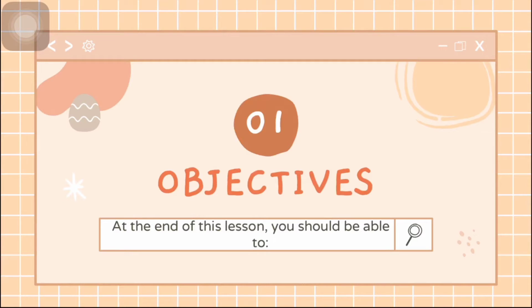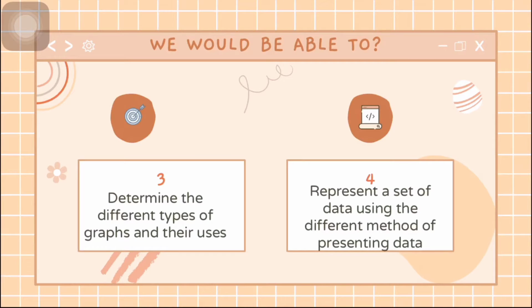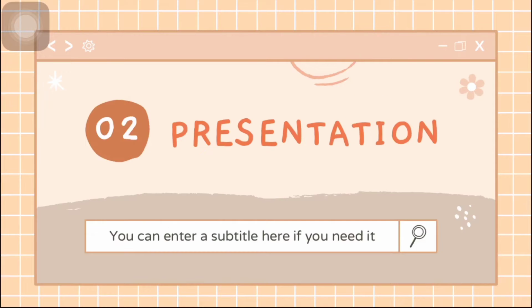Objectives. At the end of this lesson, you should be able to: first, define and illustrate the different methods of presenting data. Second, identify the parts of a statistical table. Third, determine the different types of graph and their uses. Fourth, represent a set of data using the different methods of presenting data.